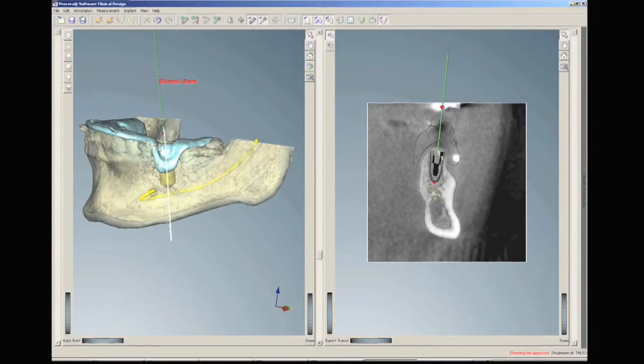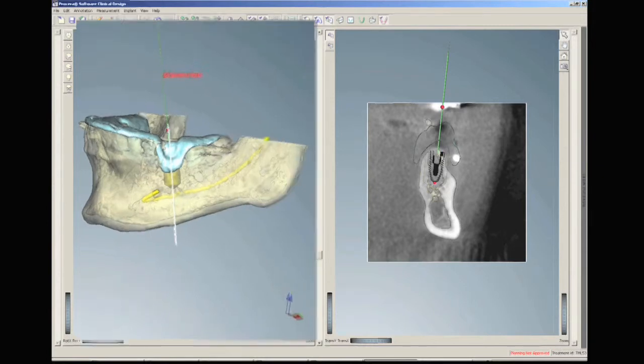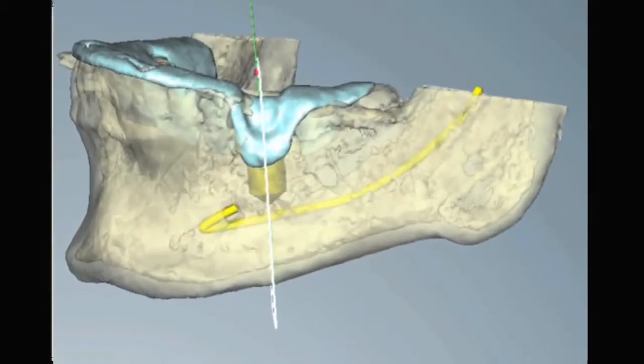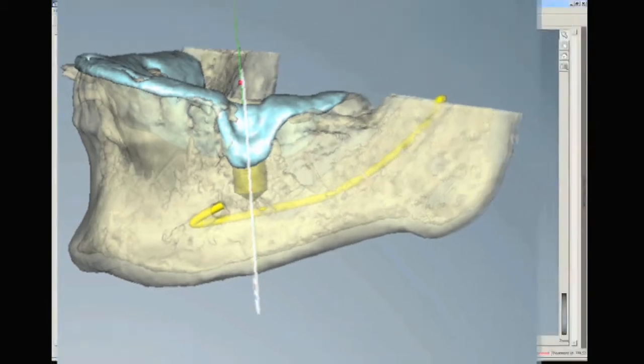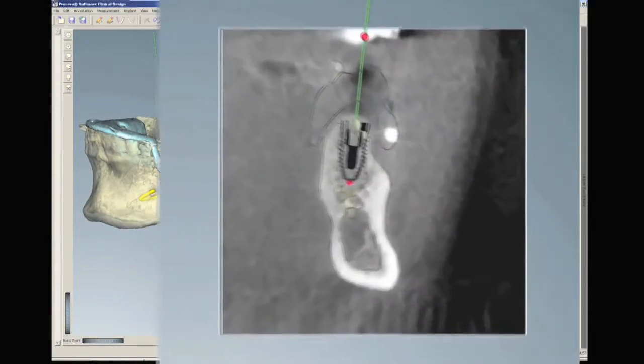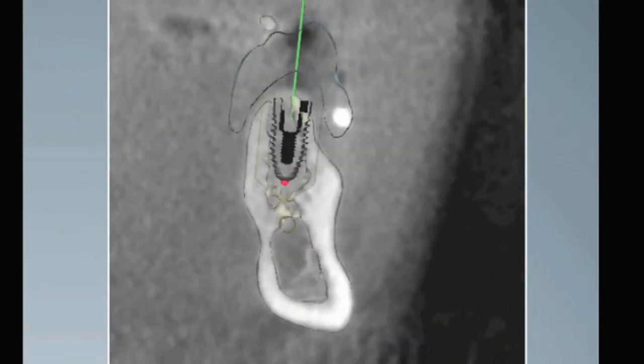Here you can see the Nobel Guide planning software. The left side is a three-dimensional rendering of the patient's jaw. The mandibular canal has been located and a 5.0 by 10 millimeter implant virtually placed. The right side of the screen is a cross-section through the intended implant site. You can also see the outline of the crown for number 19.